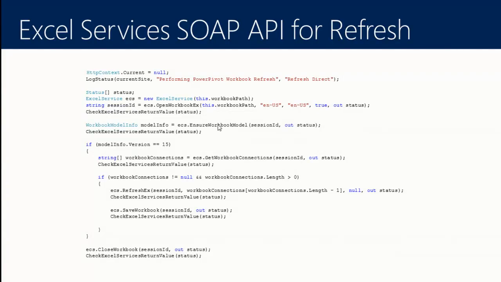By sending this ensure workbook model command, I ensure that the model is now definitely loaded on my AS server. And then I can go in and enumerate the workbook connections that are in the workbook, and the last connection is always the one for all connections. And then I just send my refresh command to ECS directly, and ECS will do the refresh for me. And afterwards, I just need to save the workbook, and then I have it in the content database with all the updated data.